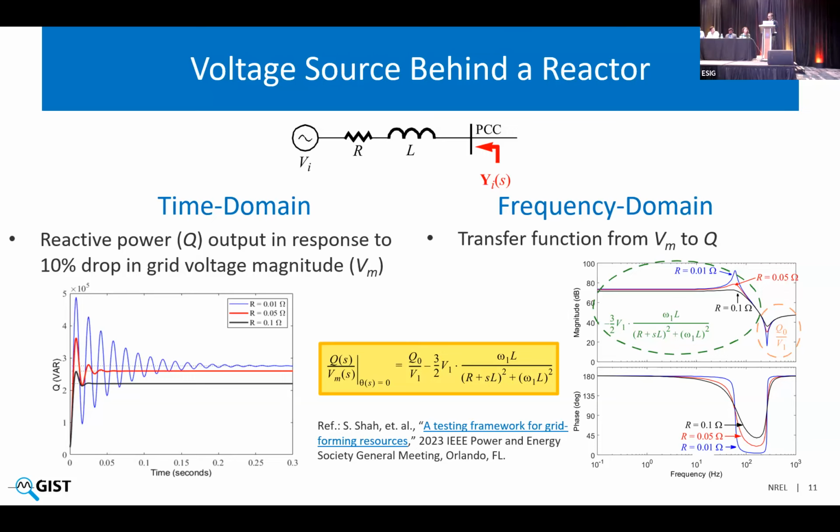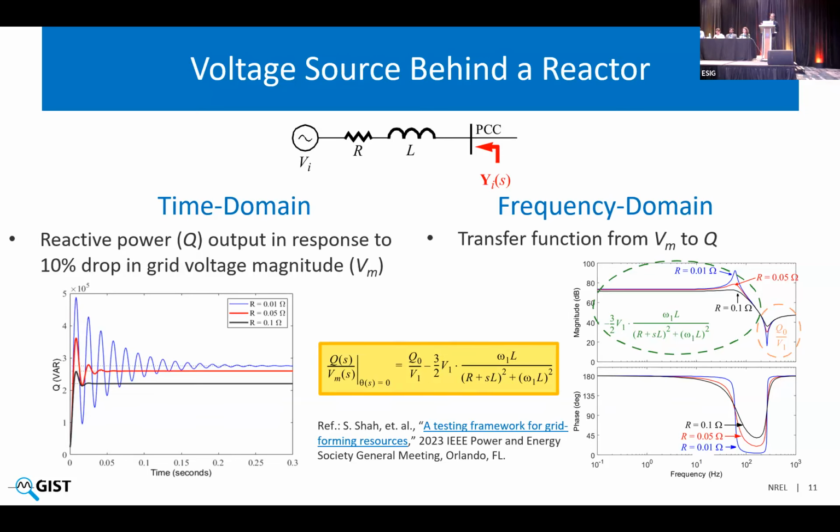The other approach is doing the same thing, basically response from voltage disturbance to reactive power or frequency disturbance to active power, but do it in the frequency domain. Use the transfer function, basically scan transfer functions from voltage magnitude to reactive power output, or grid voltage angle phase to active power output, and you can still get similar specifications.